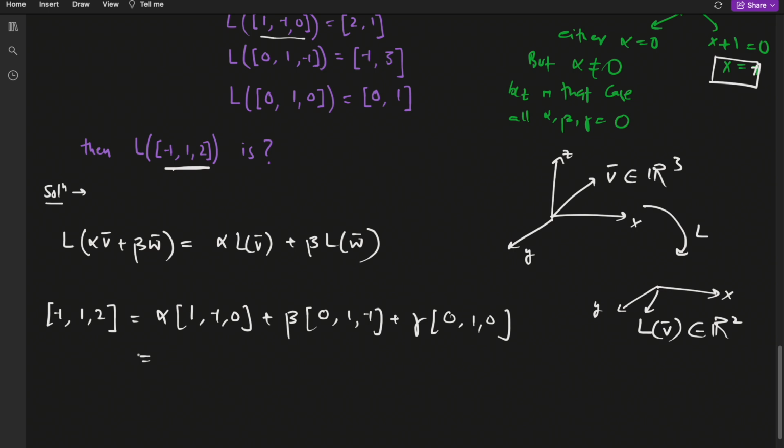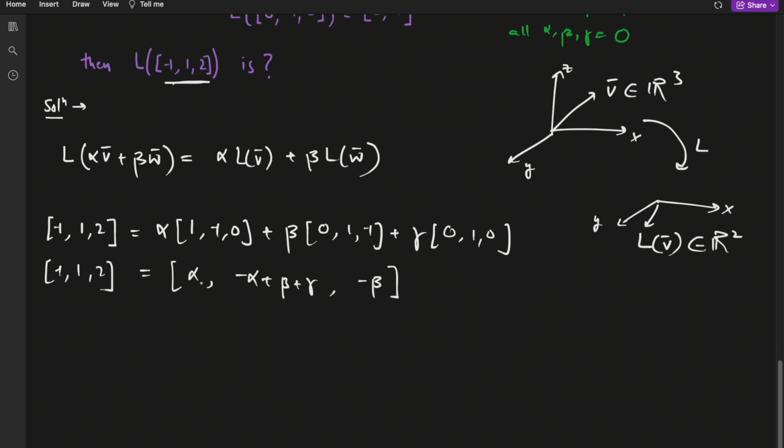If I expand this, I will get alpha comma minus alpha plus beta plus gamma comma minus beta, right? And this is minus 1 1 2. Now you can simply solve this left hand side and right hand side. You will get alpha as minus 1, beta as minus 2, and gamma as 2. You got the alpha beta gamma, so you got the linear combination of these three vectors to produce this vector.